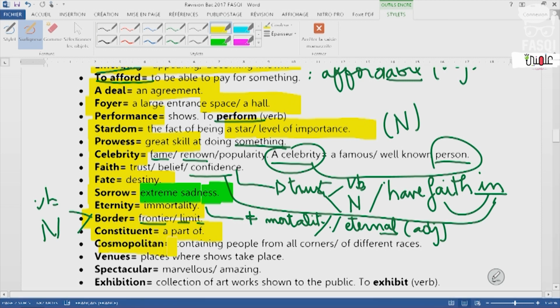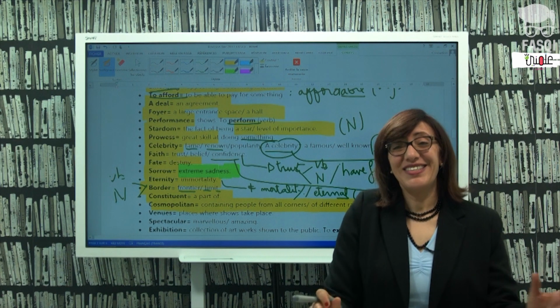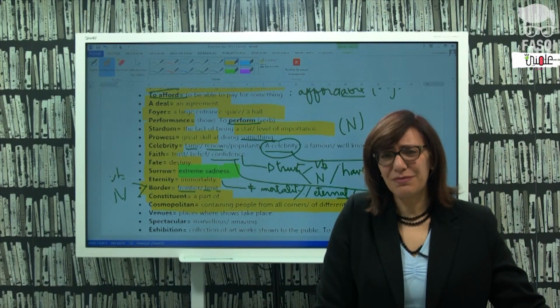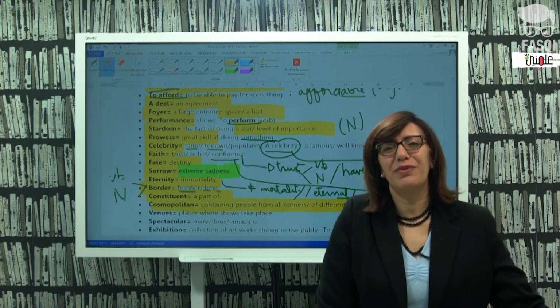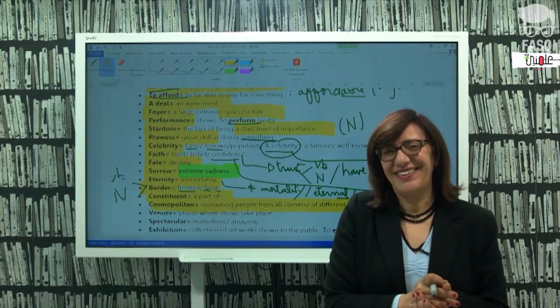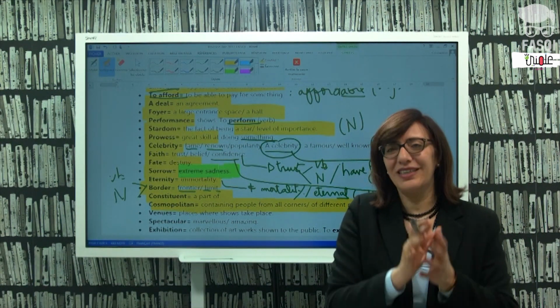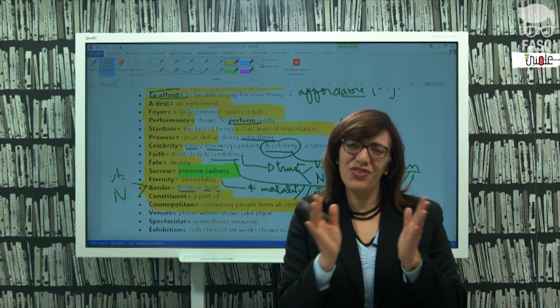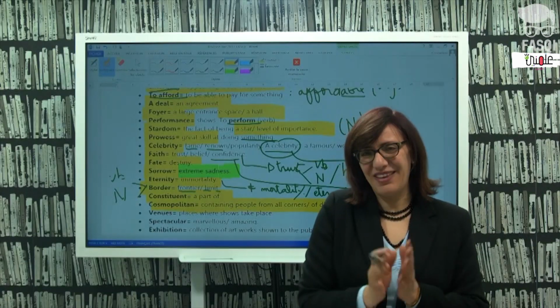Cosmopolitan, that means continents, right? For example, a cosmopolitan city, right? Containing people from all corners of the world, different races. For example, Tunis, the capital city, is a cosmopolitan city where you have people from different regions, from different races. So cosmopolitan includes different people from different races and so on that live at that place.